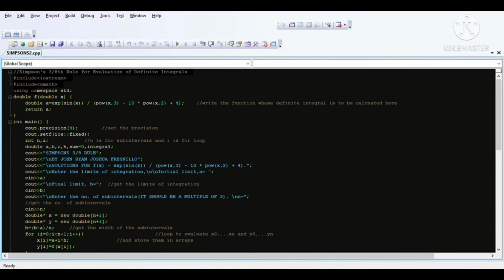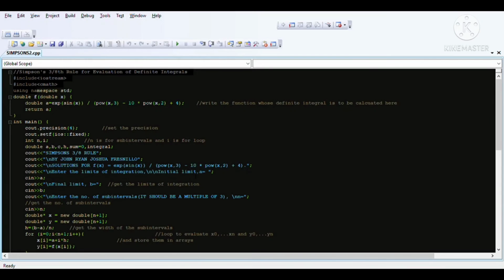For the int main, we have cout set precision, cout set ios fixed, int n, then double a, b, c, h, and sum equals 0 for the integral. The cout is the title of the Simpson's 3/8 rule, and by my name, General Joseph Snillo, and the solution of the given problem is f of x equals e raised to sin x over x cubed minus 10x squared plus 4. Then cout, enter the limits of integration.